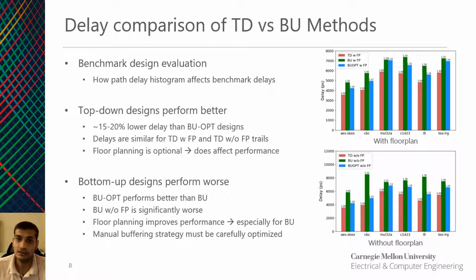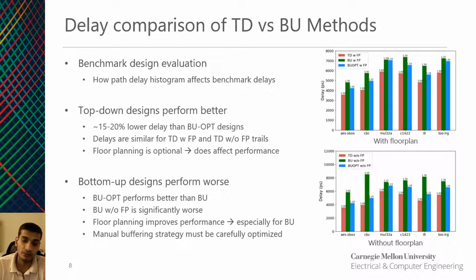On the right, you can see the critical path delays of various benchmarks implemented on top-down and bottom-up fabrics with and without floor planning. The critical path delays of the top-down designs, plotted in red, are approximately 15 to 20% lower than the BU opt designs, plotted in blue. Moreover, the delays of the top-down designs with and without floor planning are almost the same. Therefore, we can conclude that floor planning is optional for top-down methodology and it does not affect performance.